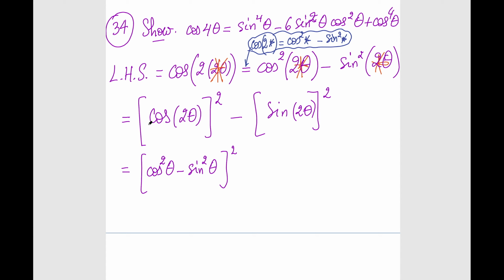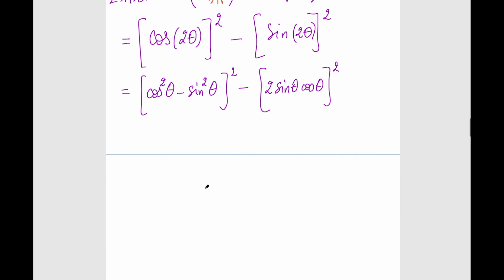Because this is still of the format cosine twice something. Cosine twice something is cosine squared of the thing minus sine squared of the thing, right? So I got it here. Now for this guy I have minus the square of sine of 2 theta. And if you go back to the double angle formula for sine, this is 2 times sine of theta cosine of theta, right? Okay. All right.